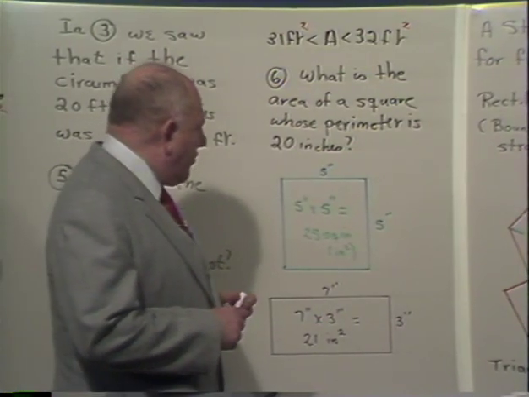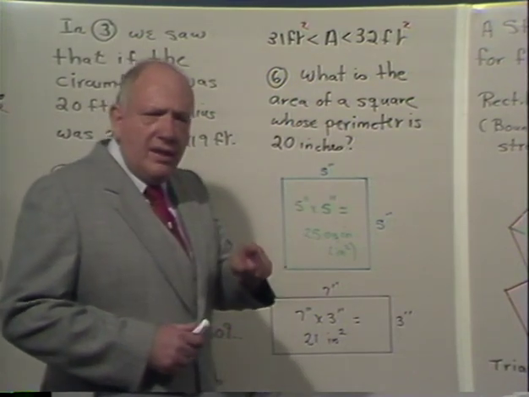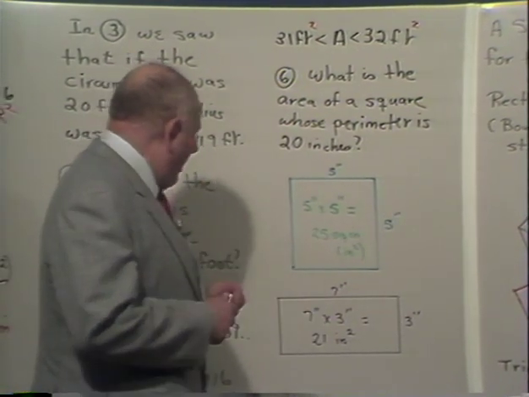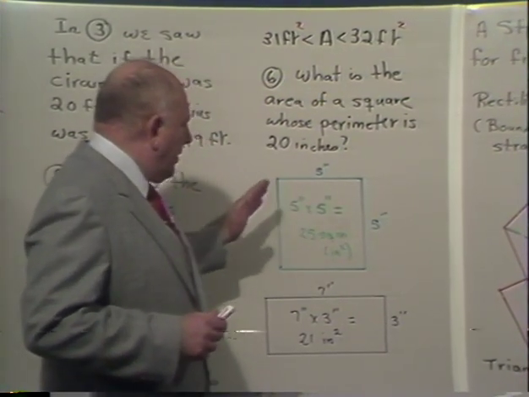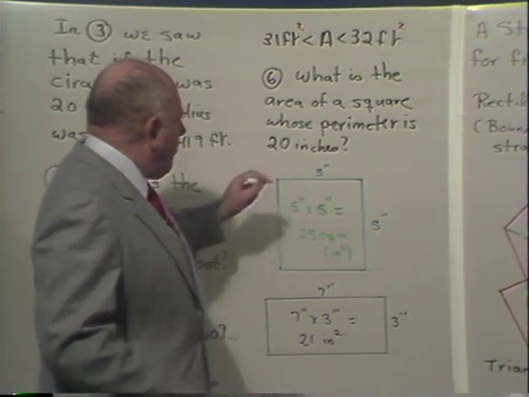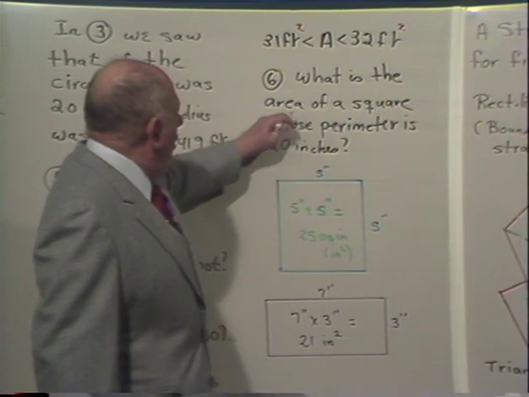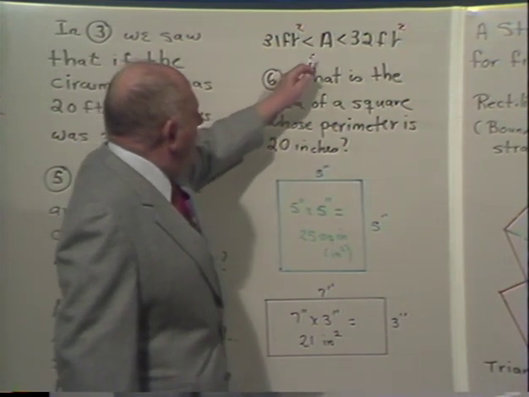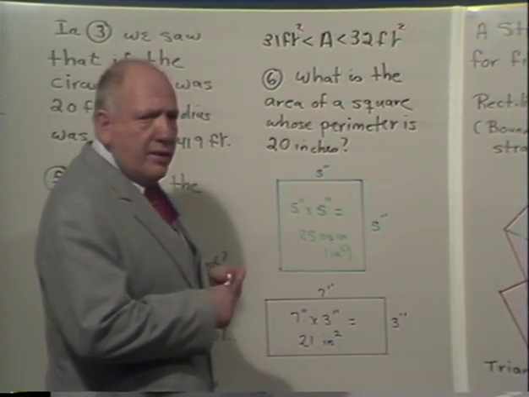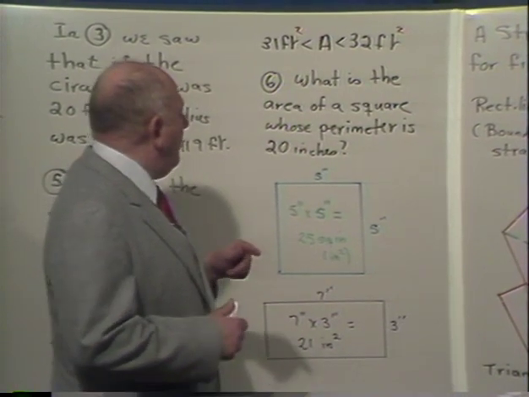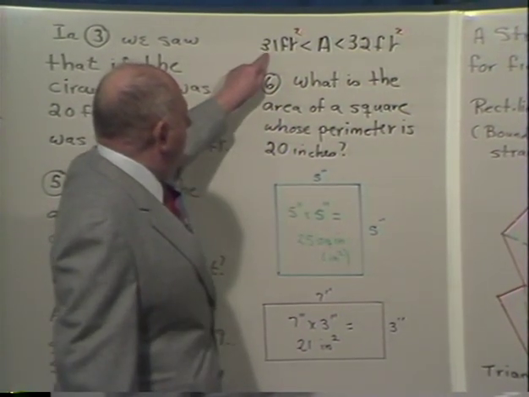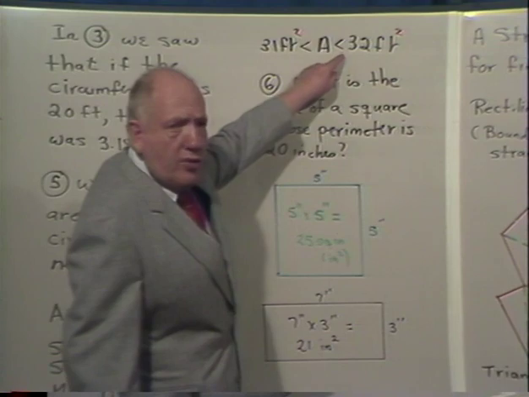But the part that was interesting is I work with feet. Can we just come back to this? No, we don't even have to come back to this. I was going to come back to it, but I don't even think you have to see it. What I had done was that I'd worked with 20 feet over here, and what we showed was that if the circumference of the circle was 20 feet, the area would be between 31 square feet and 32 square feet.